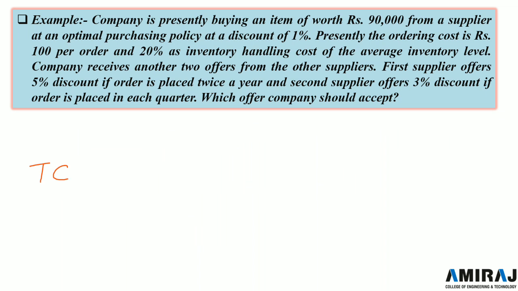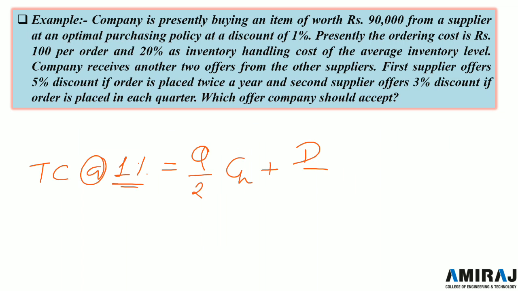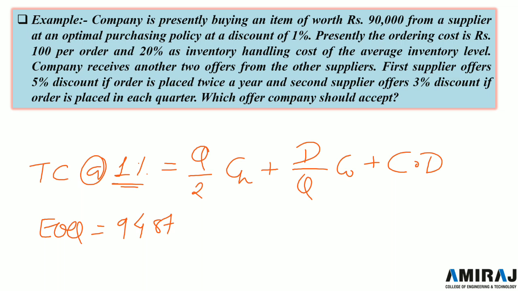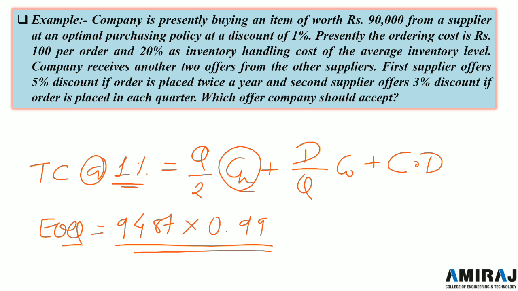Next, the total cost at the 1% discount. The total cost at 1% discount is equal to Q by 2 CH plus D by Q CO plus C into D. Since the 1% discount is to be given, the holding cost is required to be calculated at the rate of 0.99, so the EOQ is equal to 9487 into 0.99, as 1% discount is given, so the EOQ will be reduced to 9393.